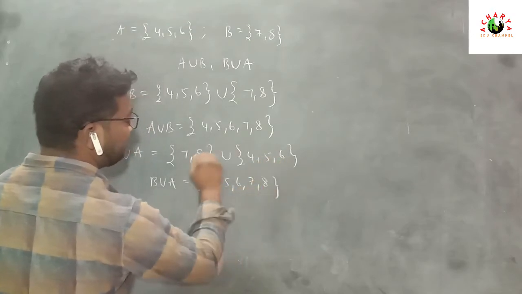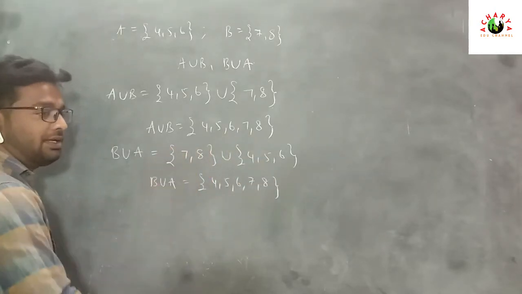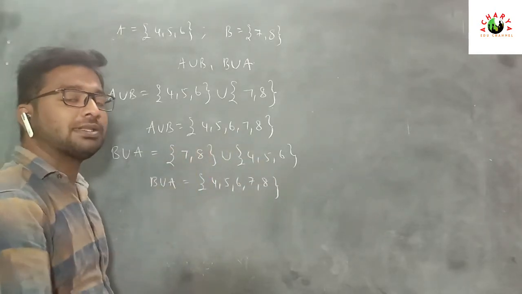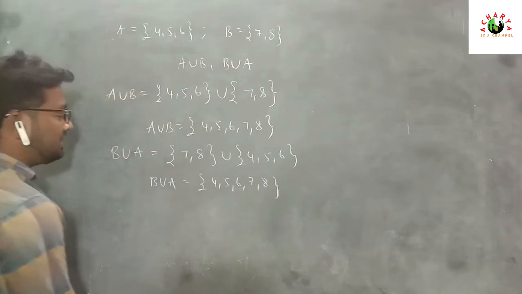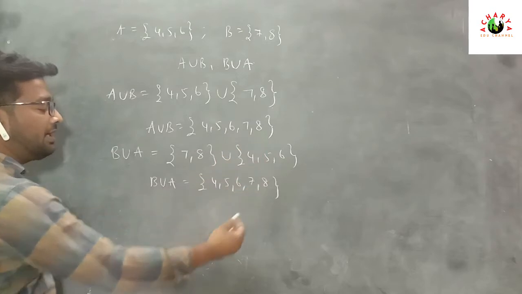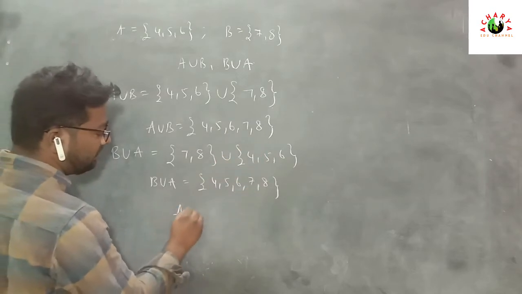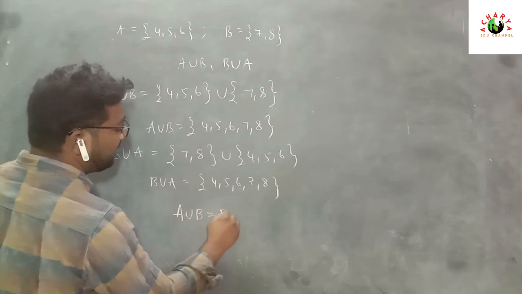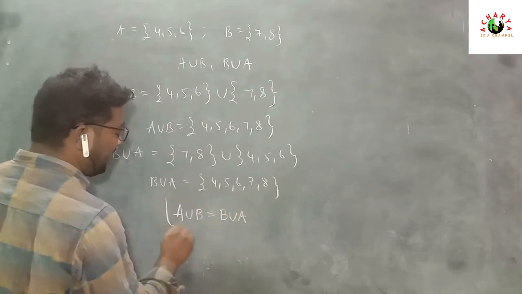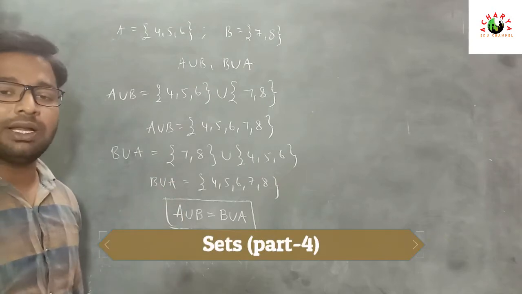We should combine the elements of two sets. We should write the elements of set A and set B. While we are writing, we should not repeat the elements. Okay, remember it. Now here A union B is {4, 5, 6, 7, 8} and B union A is also {4, 5, 6, 7, 8}. So finally we conclude that A union B equal to B union A.